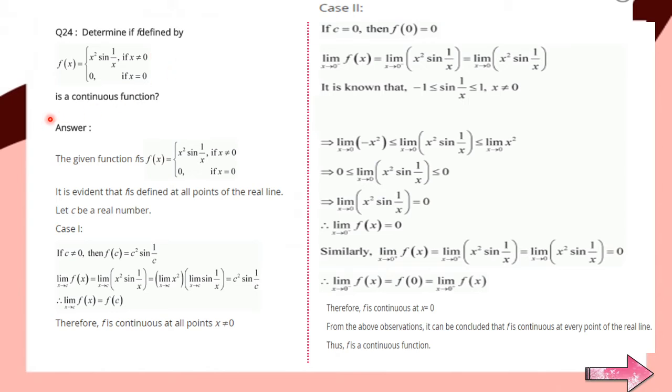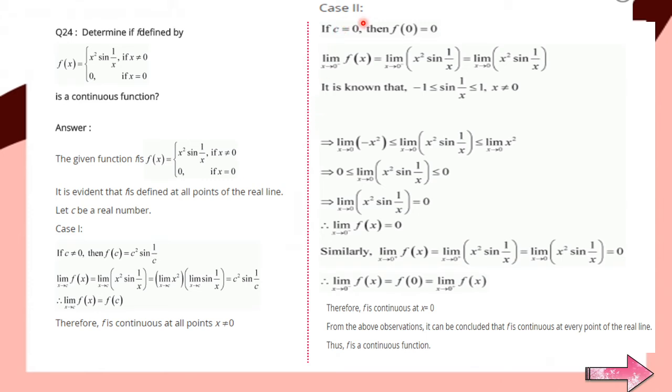24th question, we have to check whether this function is continuous or not. The given function is this. Let's take any real number c. We'll check the continuity at c. Case 1, when c is not equal to 0. The value of the function is x square sine 1 by x. Now let's apply the limit x tends to c. It will be c square sine 1 by c, which is the same as f(c). So yes, f is continuous at all points when x is not equal to 0.